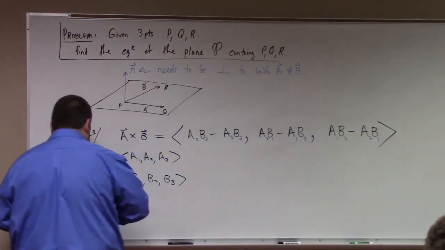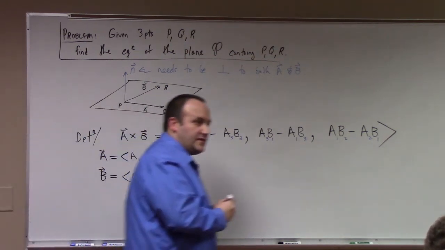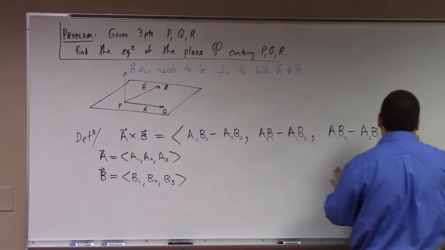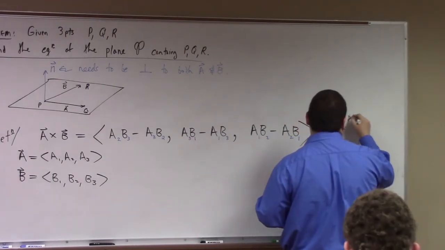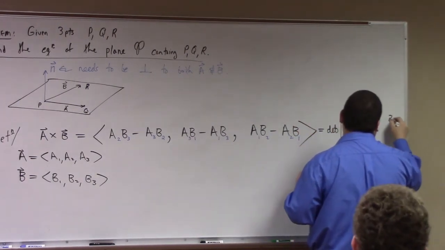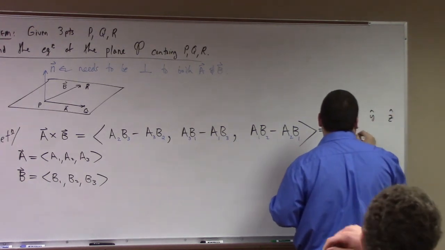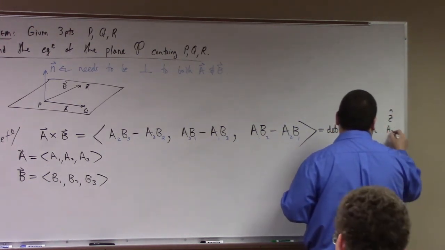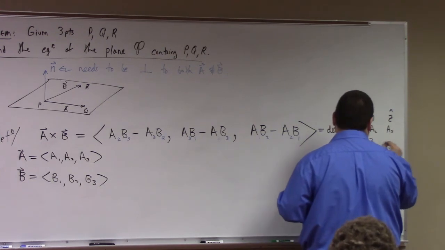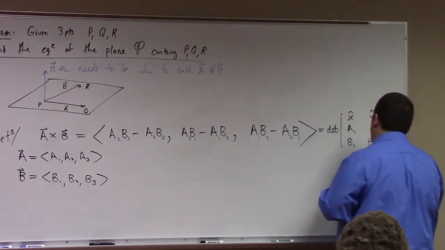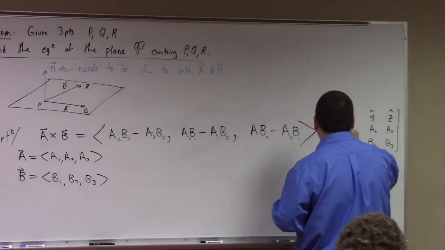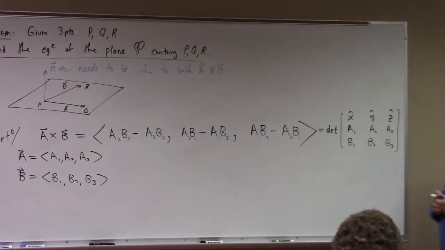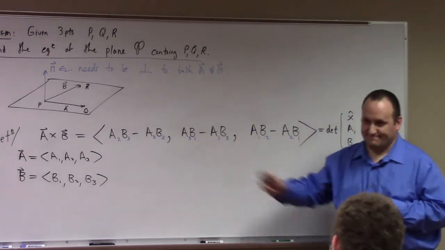Now, there are various ways to remember this. One popular mnemonic, and I have lots to say about this in the notes, and I will use this sometimes, is x hat, y hat, z hat, and then you put A1, A2, A3, B1, B2, B3, and you take a formal determinant. Now, if you don't know what a determinant is, I don't see how this much helps you, but that actually means this.